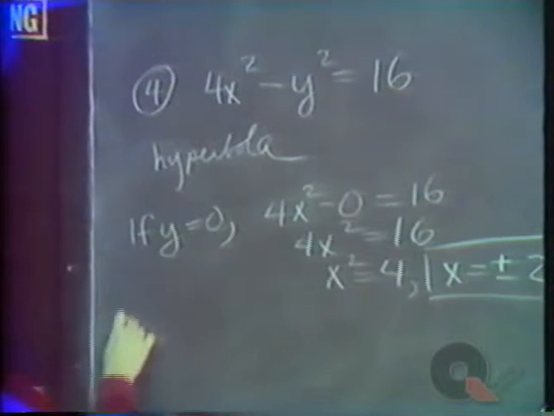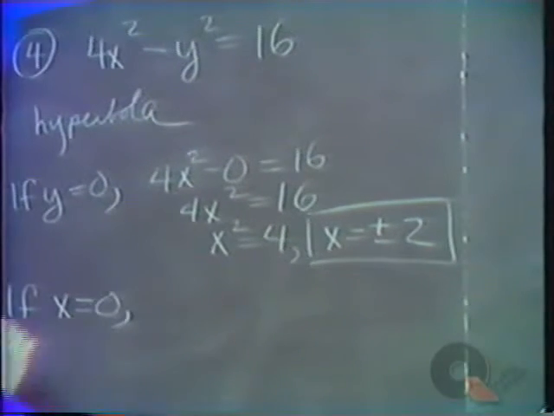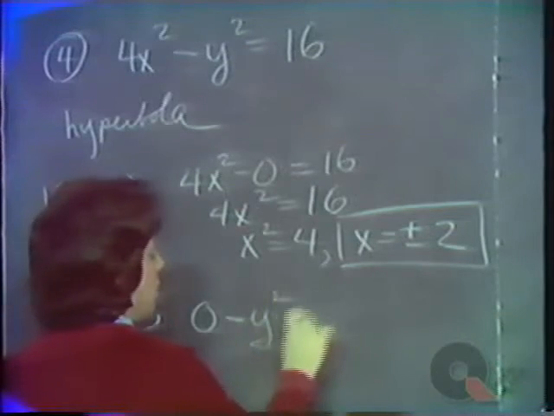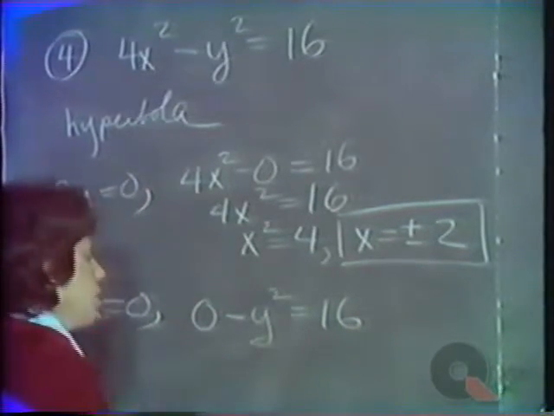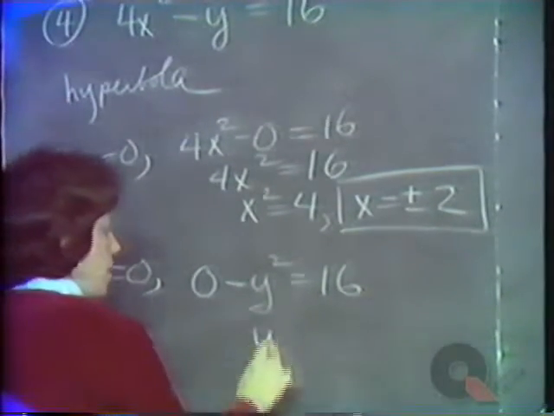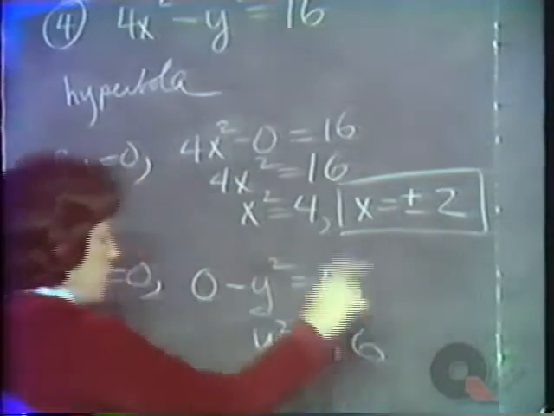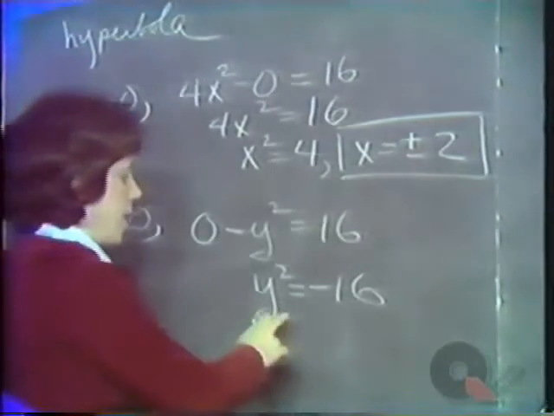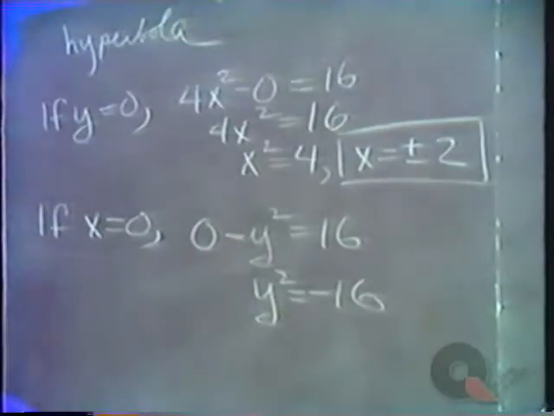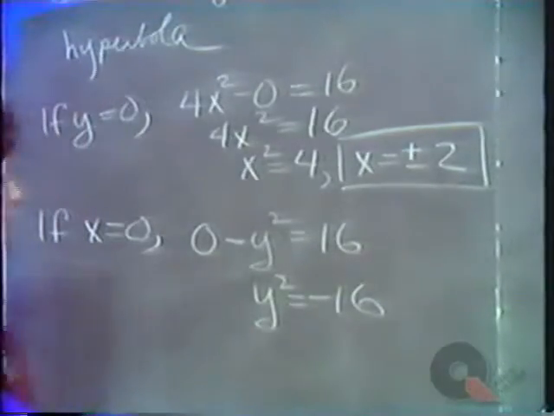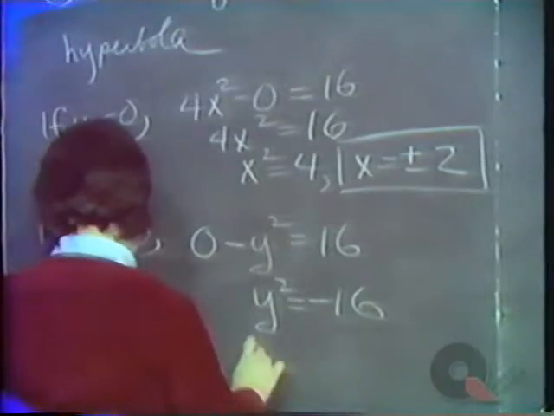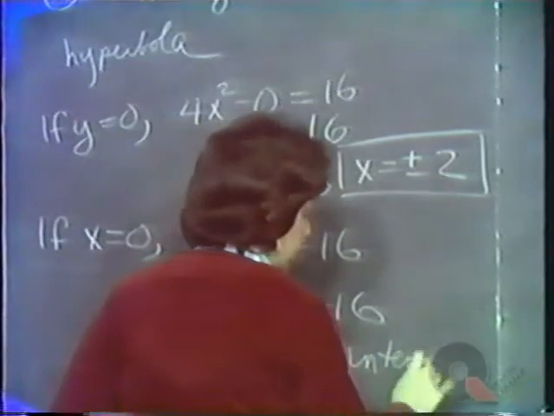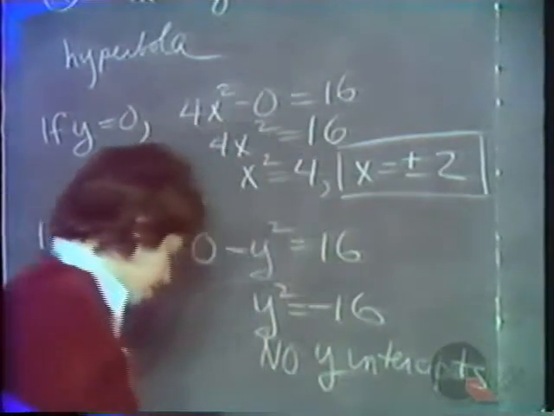And here, if we set x equal to 0, we get 0 minus y squared equals 16. y squared equals minus 16, multiplying both sides by minus 1. And we try to take the square root. We can't, because we cannot take the square root of a negative number. It would not be a real answer. So there are no y-intercepts. No real y-intercepts.